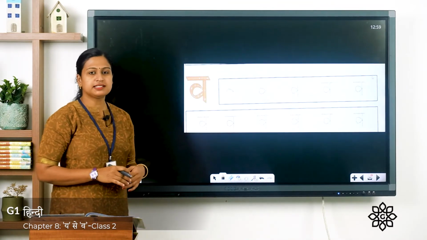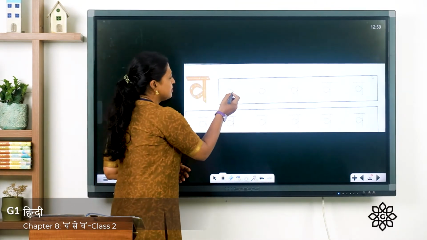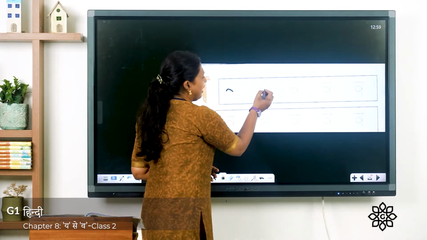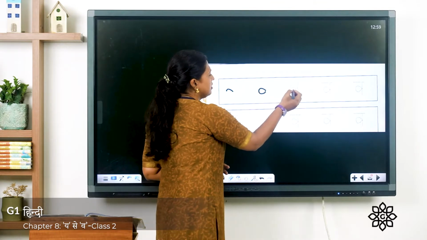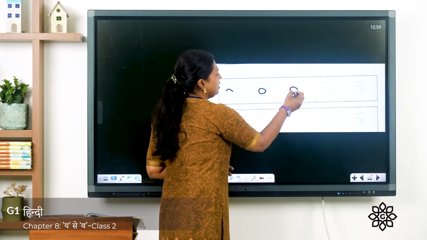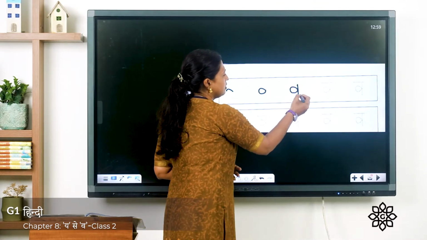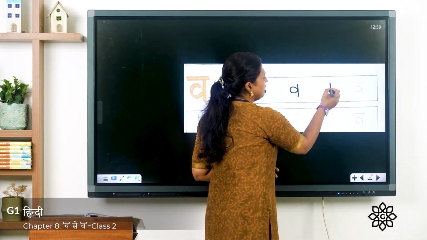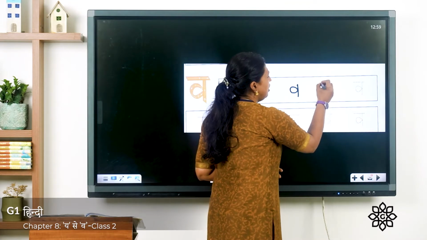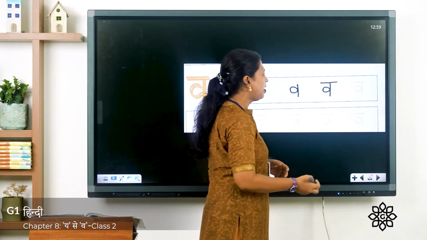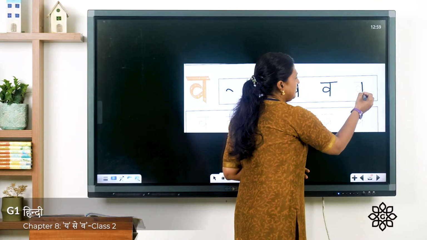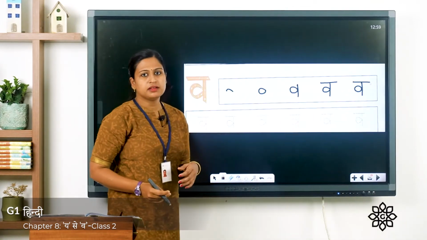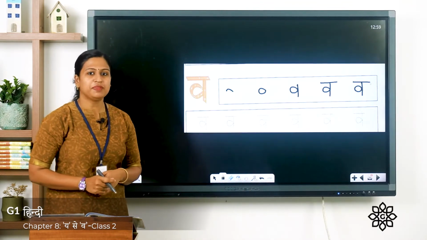Next Vyanjan letter is Va. So first you have to draw a curve and then a circle. So this also you can write in 2 ways. The second way is you can draw a standing line and then a circle on the top, sleeping line. Standing line, circle and on the top, sleeping line. So rest of them you can do it by yourself.